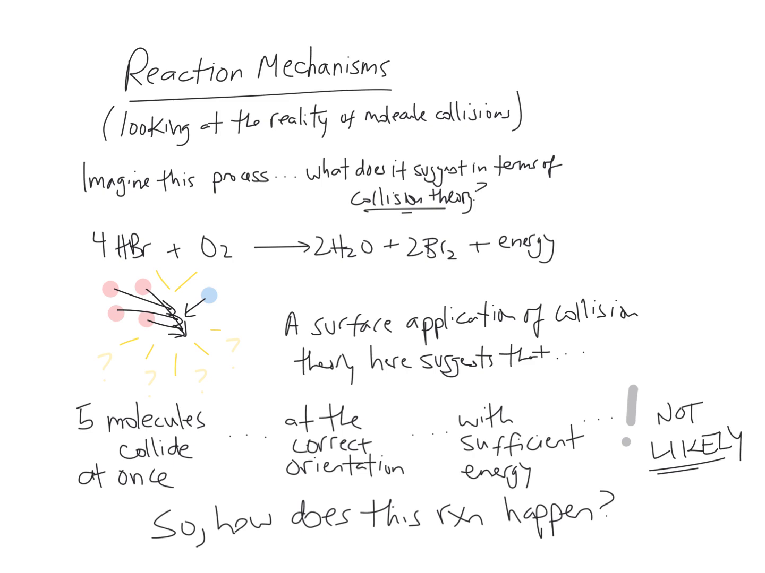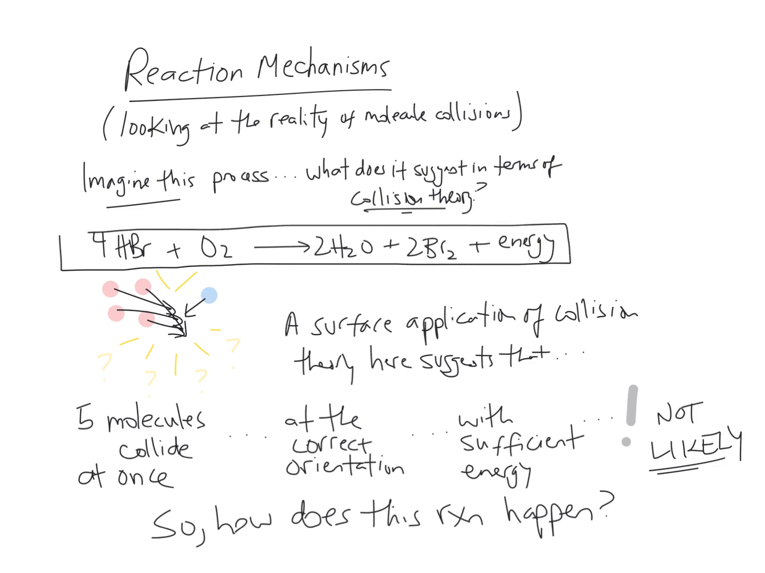So if, for example, we imagine this process that's being shown right here, okay, we have 4 HBr molecules colliding with an oxygen molecule to generate 2 waters, 2 bromine molecules, and some energy. So it's releasing energy, it's exothermic. Well, if we try to apply collision theory to this on the surface level, what does it suggest?